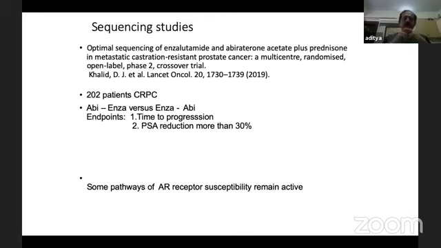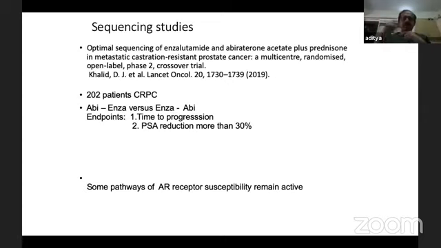There is only one prospective study, in the Lancet in 2019, with 202 patients, where the sequence was compared. There were two groups of patients. In the first group, abiraterone was started, and then on progression to CRPC, enza was started. In the second group, enzalutamide was started first, and then on progression, AB was introduced. So was there a difference in these two arms? What did they look at?